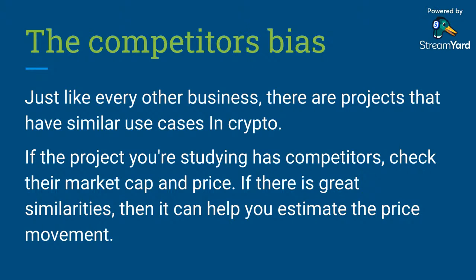If the project you're studying has competitors, check their market cap and price. If there's great similarity, it can help you to estimate the price movement. All right, so I'm using a colloquial example, MTN and Glo. By the time you want to go and buy, you discover these two things have similar functions. They have similar use cases. Why is this one more expensive? If this one is more expensive, it is not advisable to buy the expensive one. Why? Because two things are involved. It's either the cheaper one is going to rise to the expensive one, or the expensive one is going to fall down to the cheaper one.